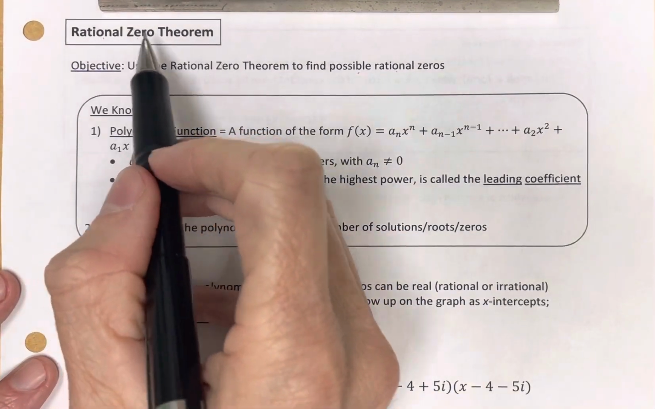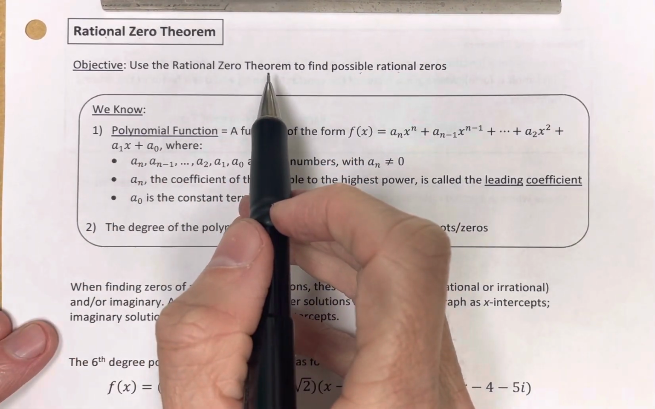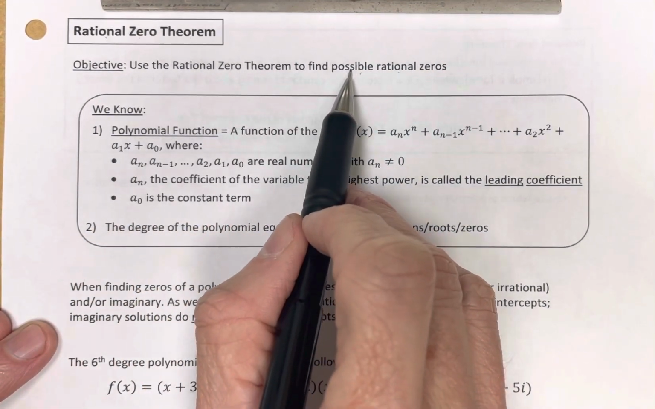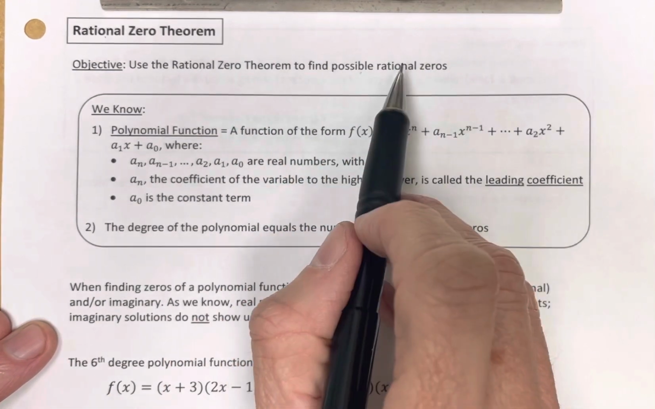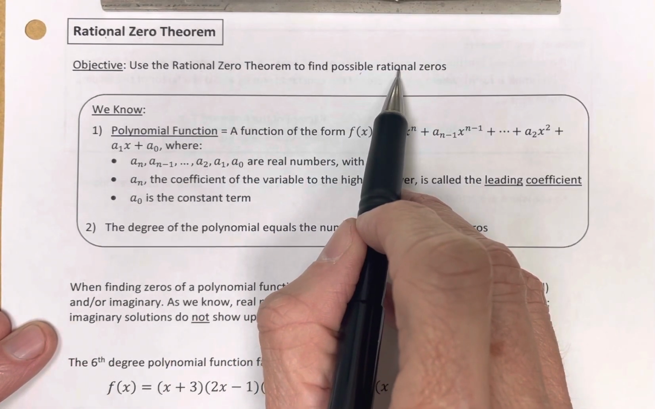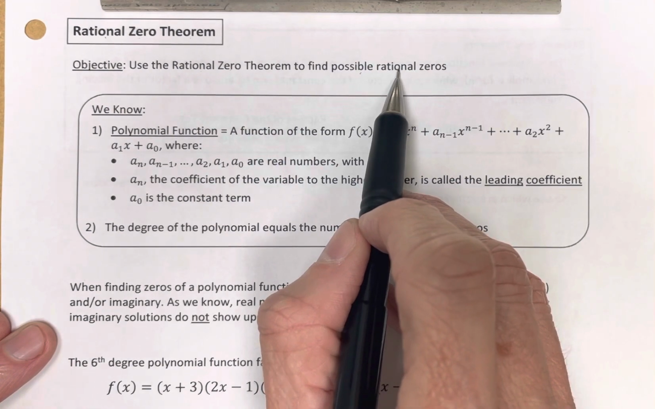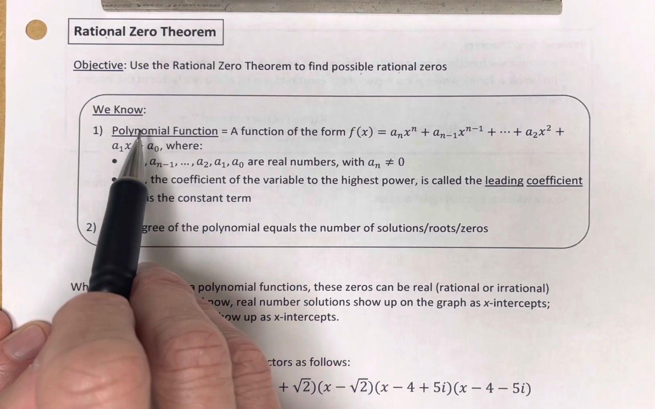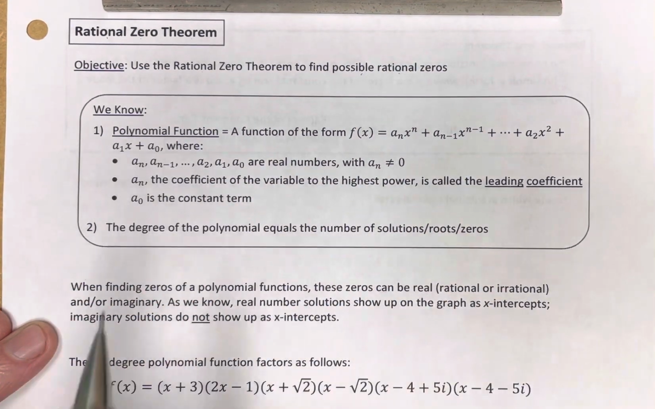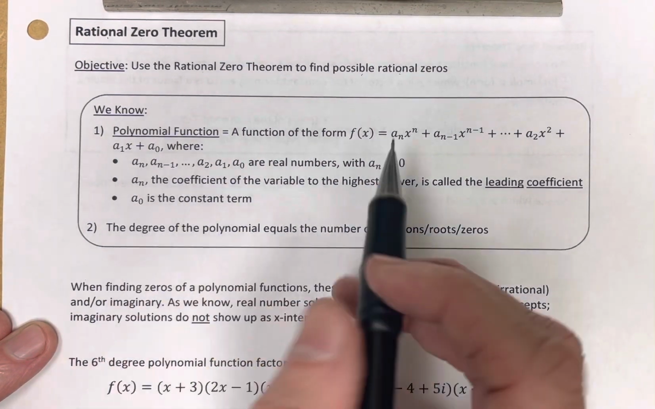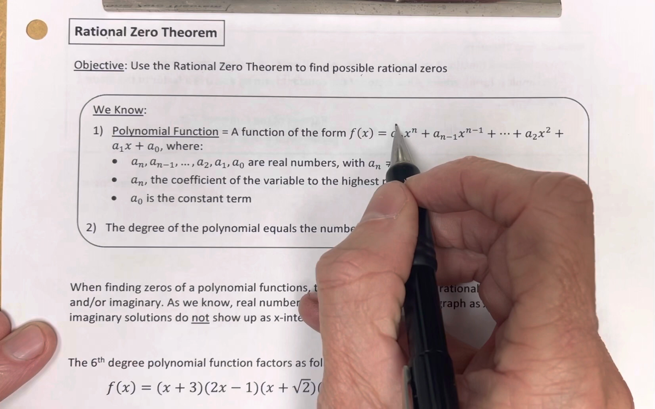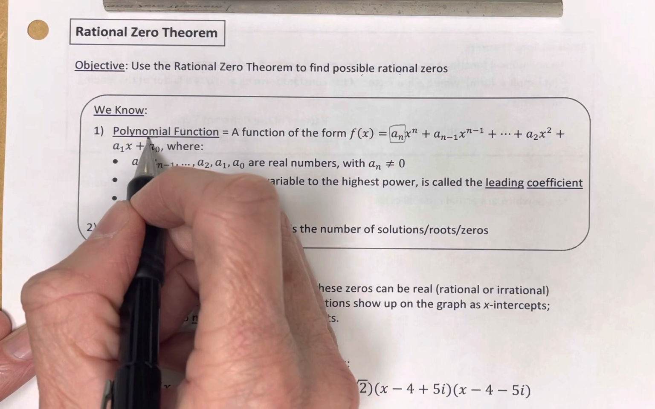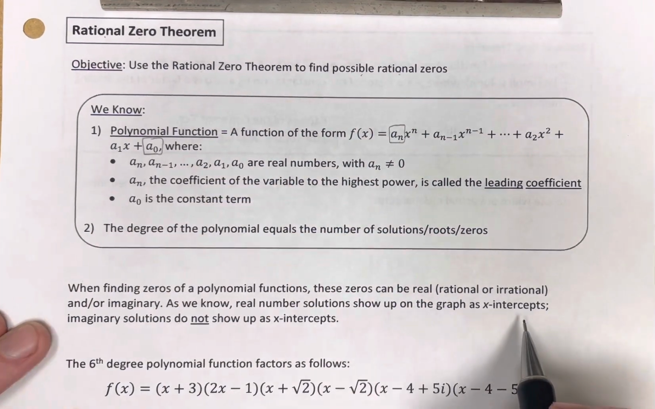The Rational Zero Theorem. Our objective for this video is to use the Rational Zero Theorem to find possible rational zeros. Let's remind ourselves that rational numbers are any numbers that can be written as a fraction. What do we know that we're going to need for this lesson? We need to know what a polynomial function is. In particular, we want to notice the leading coefficient, because we're going to use it, and we want to notice the constant term.